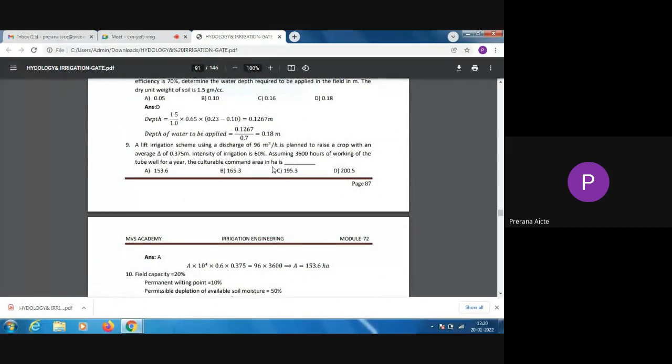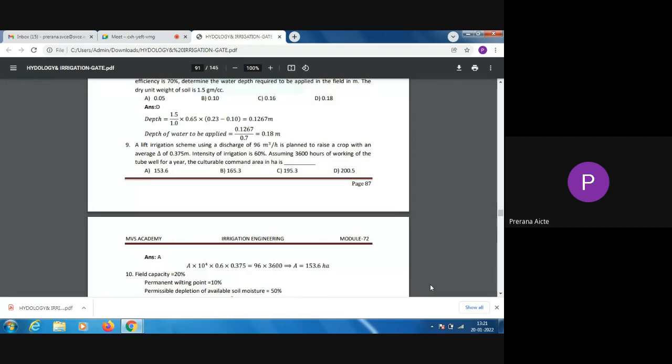Any problem solved and then you will finish it. A lift irrigation scheme using a discharge of 96 meters per hour is planned to raise a crop with an average delta of 0.375 meters. Intensity of irrigation is 60%. Assuming 3,600 hours of working of the tube well in a year, the cultivable command area in hectare is... Please note the solution. Just take a solution. Read the problem. Take a solution.